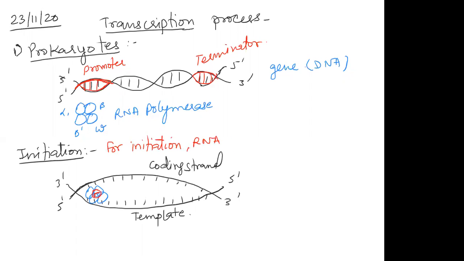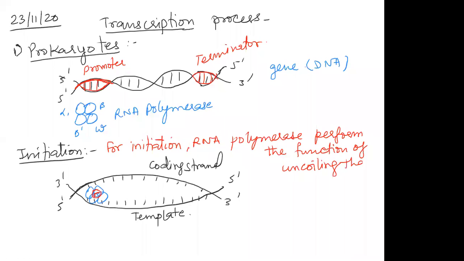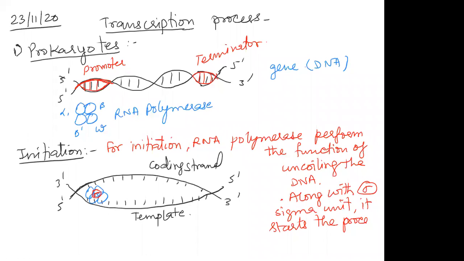RNA polymerase performs the function of uncoiling the DNA, and along with sigma unit, it starts the process. There is a sigma unit. तो पूरा process भी शुरू RNA polymerase ही करेगा, but with sigma unit.